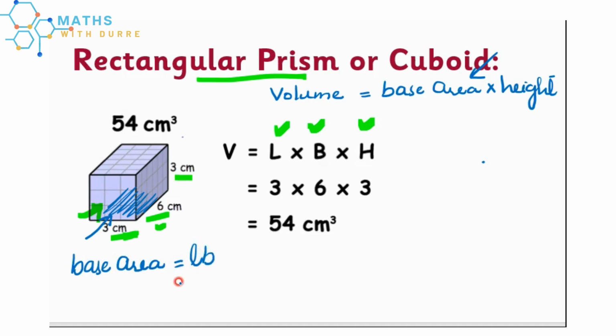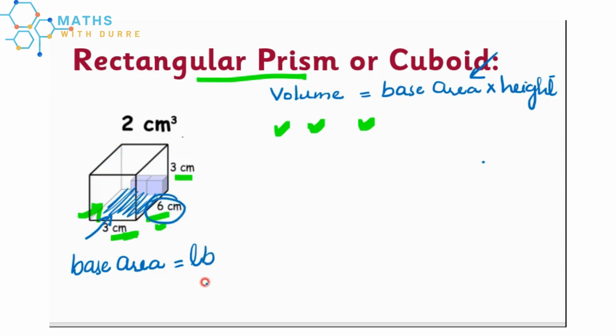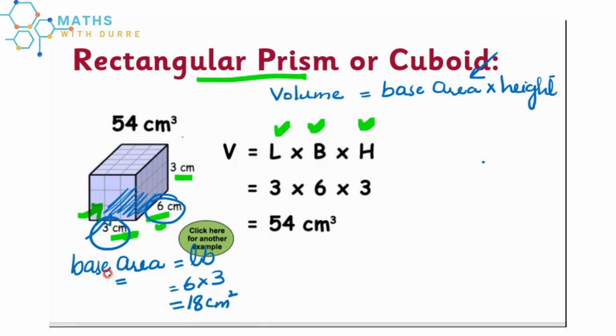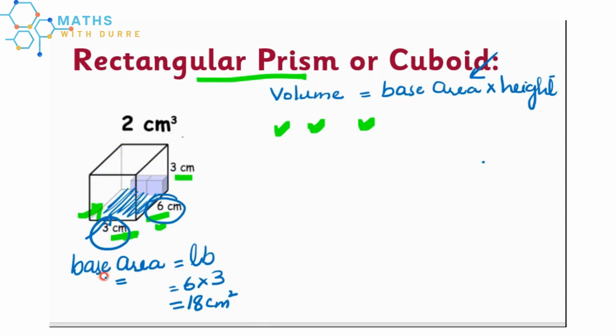So the formula will be length into breadth. You can observe the longer side is 6 here and the shorter side is 3 here. Substitute the values and get the answer. The answer will be in square units because you are calculating area only: a flat shape, the covered space of a flat shape.